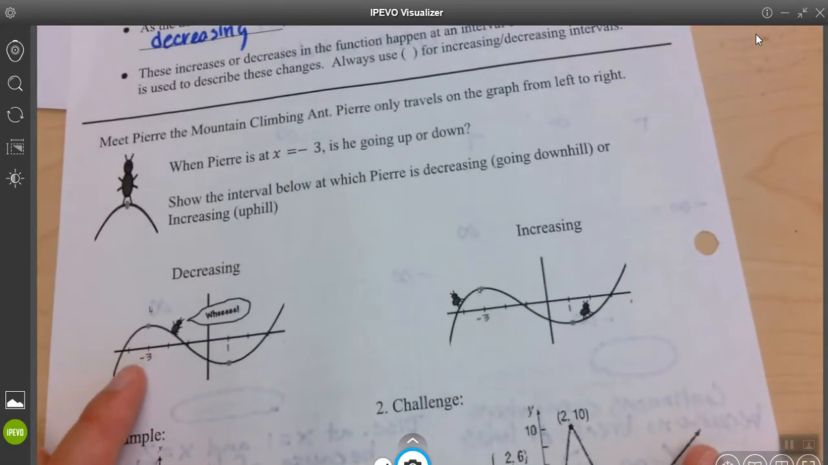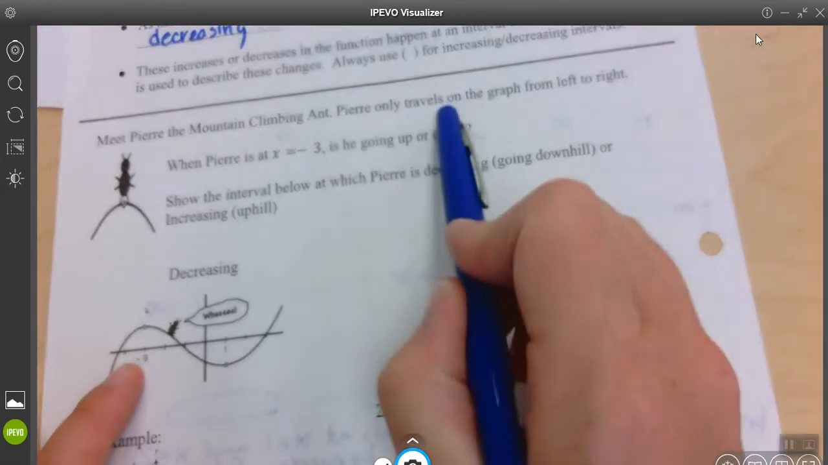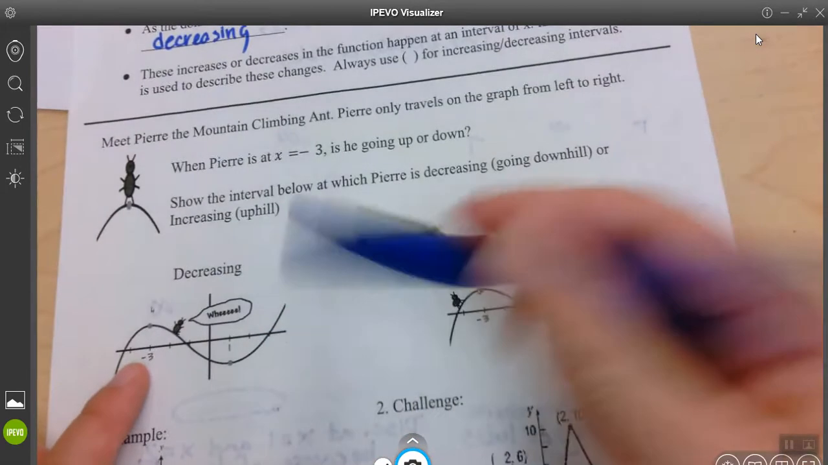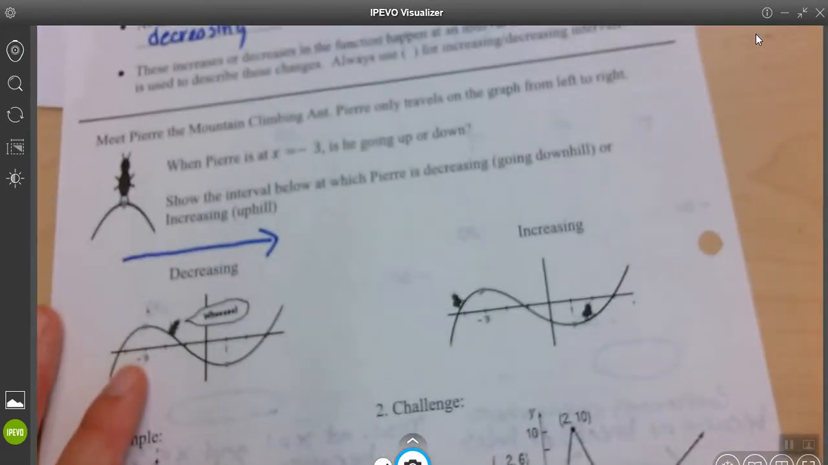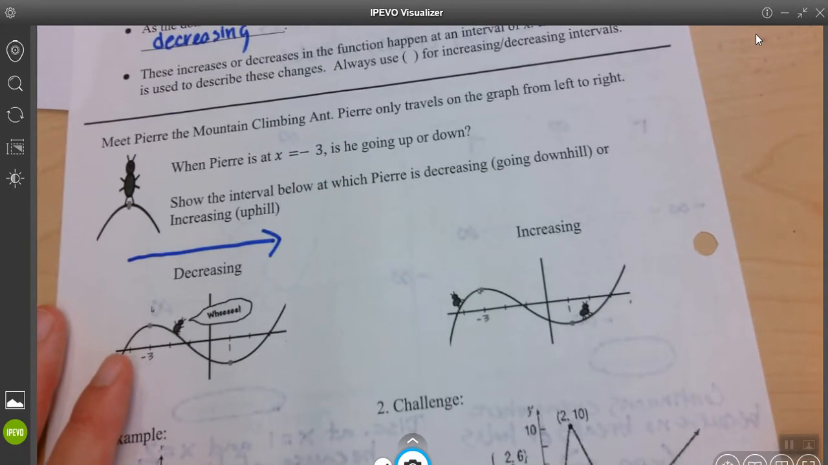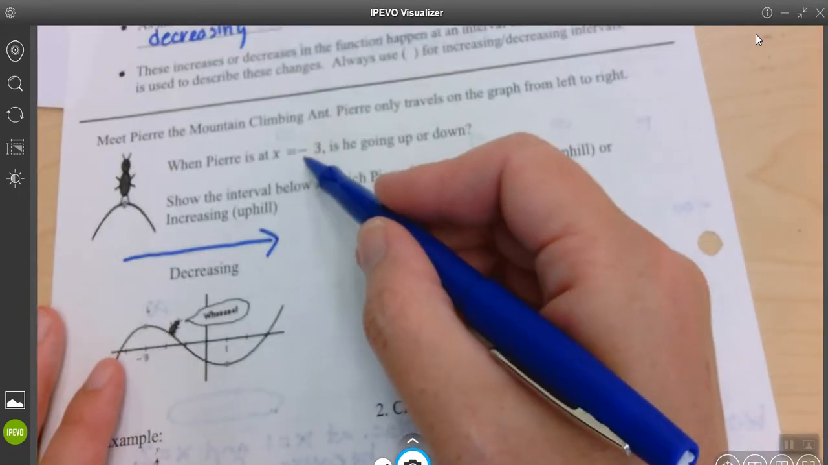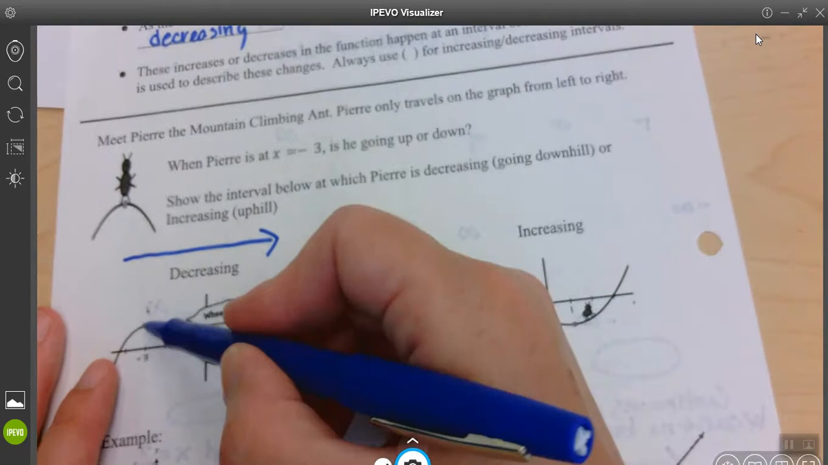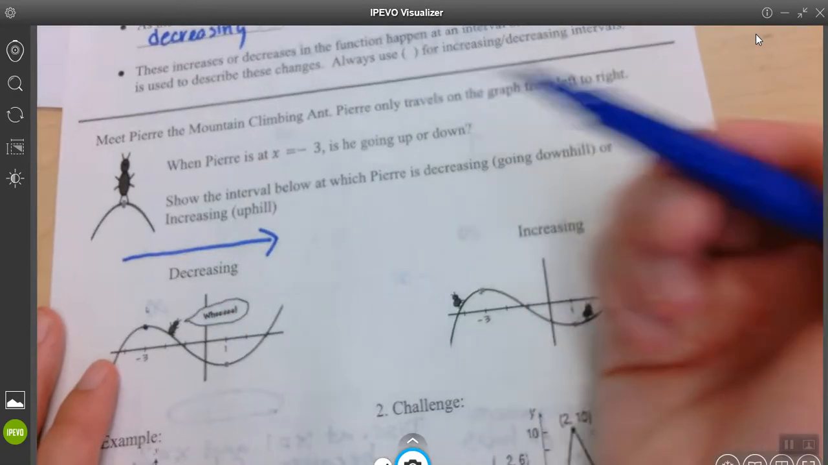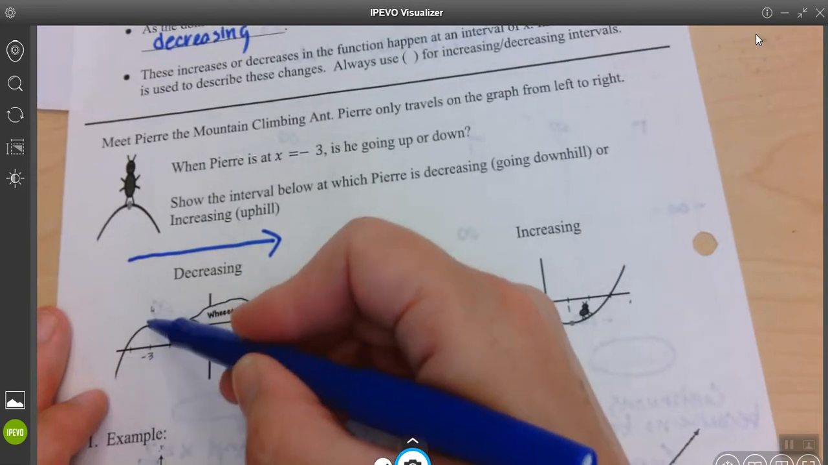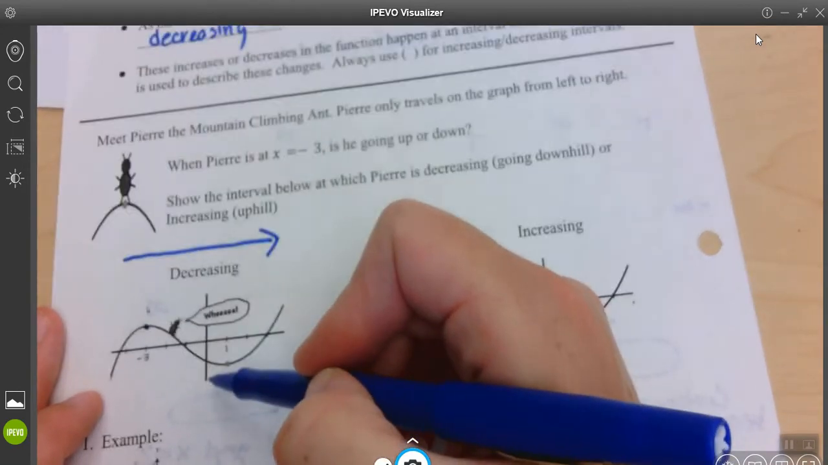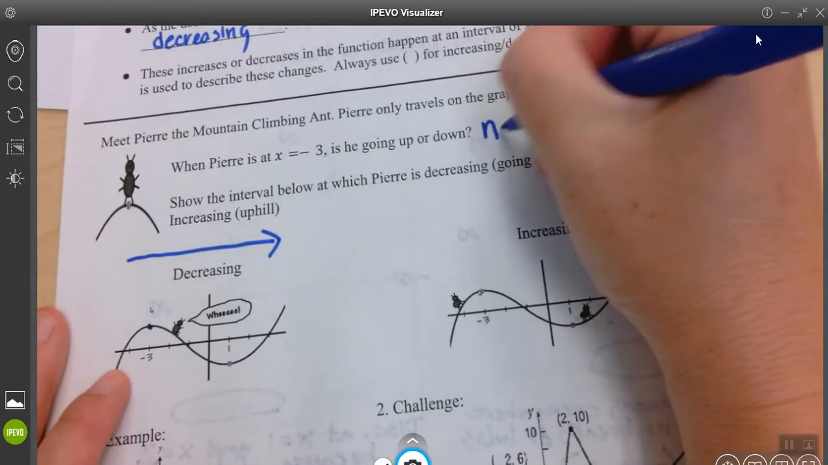Looking at Pierre the ant, he can only travel the graph from left to right. So we always read our graphs left to right, like that. And the question is, when x is at -3, is he going up or down? So he's right here at the top of the hill. And the answer is, when he's at the top of the hill, he's done going up, and he hasn't started going down yet, so he is neither going up nor down.